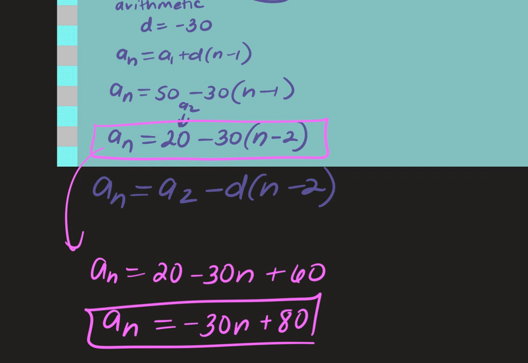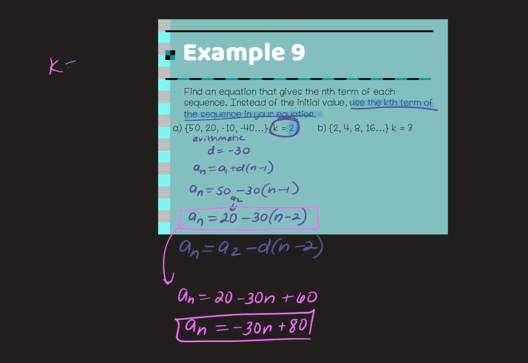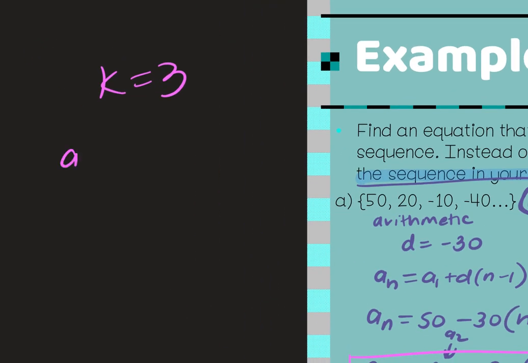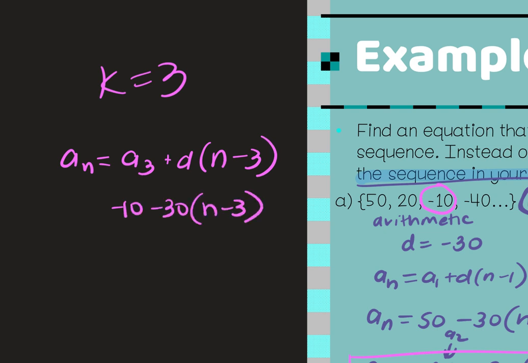When it says use the kth term of the sequence in your equation, how do you know where to put it? It goes wherever your A1 was. And then whatever the n minus something is has to also get adjusted. So if it had said k equals 3, then it would be AN equals A3 plus D times n minus 3. And then I'd have to do A3, which is negative 10, minus 30 times n minus 3. And then I'd distribute it. Does that make sense? Because those instructions are weird, but that's what it's looking for.